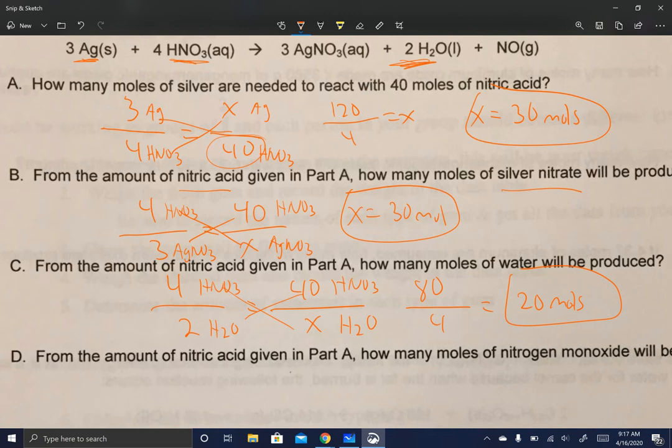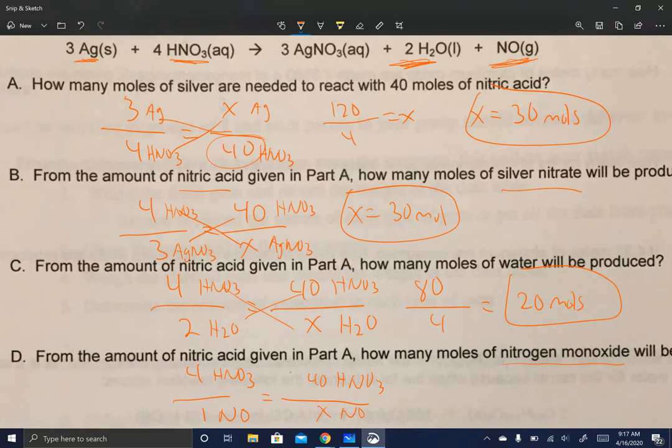How many moles of nitrogen monoxide will be produced? I chopped that off, but nitrogen monoxide is here. Same concept, except instead of 4 to 3 or 4 to 2, it's 4 to 1. So 4 to 1. Once again, here's my nitric acid, here's my nitrogen monoxide. 40 HNO3, same thing.